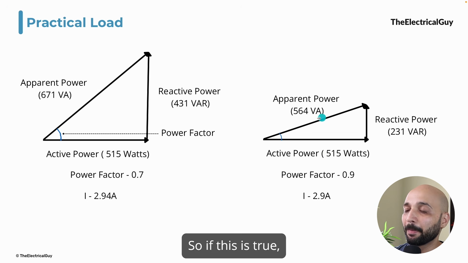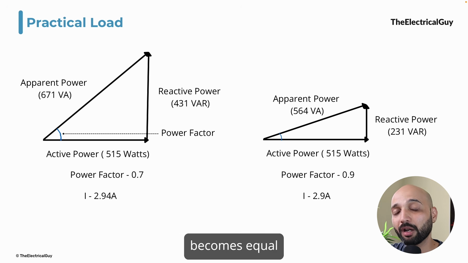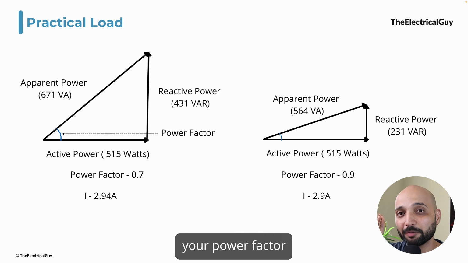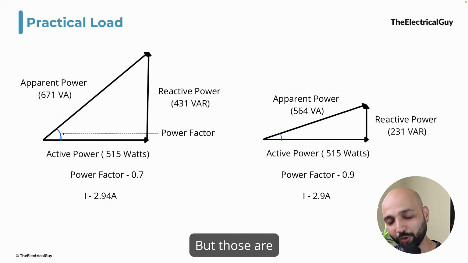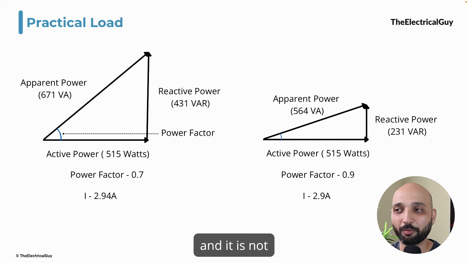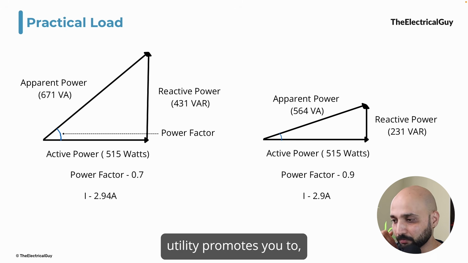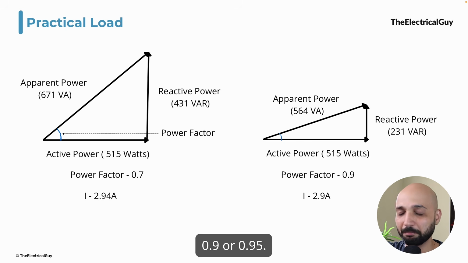So if this is true, in a scenario where your apparent power becomes equal to your active power, in that case, you can say your power factor is perfect, your power factor is unity. But those are the ideal scenarios and it's not possible practically. And that's why utility promotes you to maintain the power factor at 0.9 or 0.95, the best that you can do.